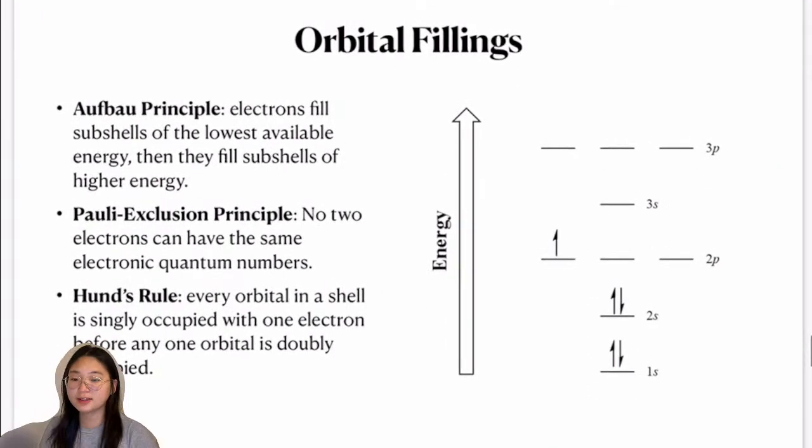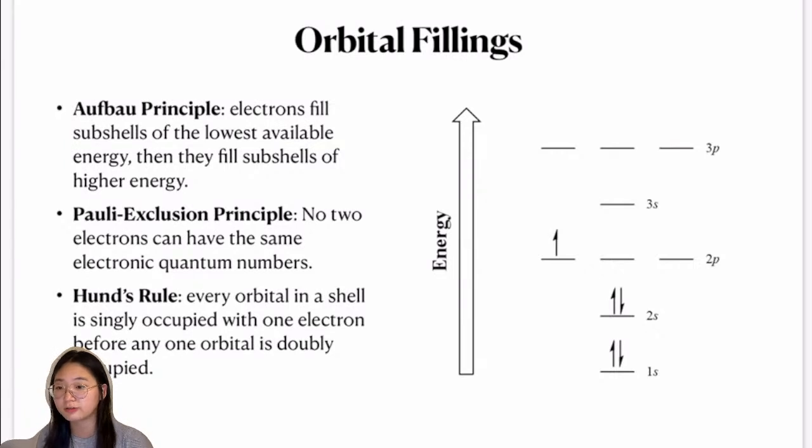Okay, and then next, here are three principles that you need to follow to properly do the orbital fillings, to properly write out the electron configuration of any of the atom or the ion. So you don't have to memorize these names, but you need to know these principles.